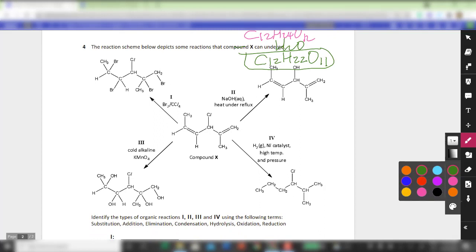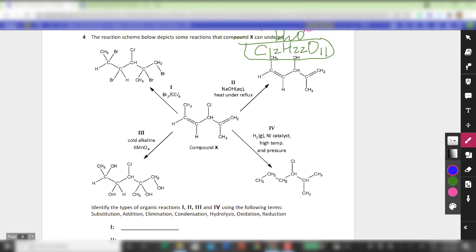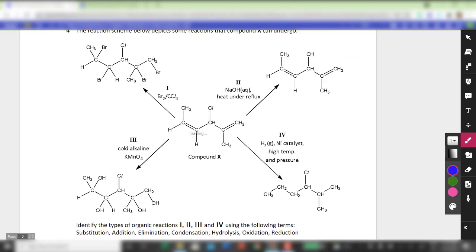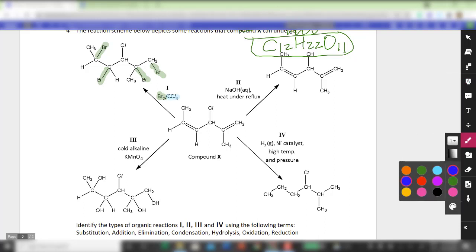So for question 4, you have a reaction scheme depicting some reaction involving compound X. So for compound X, if you look at the first reaction, you realize that the double bond is gone, okay, and the Br actually adds across the double bond over here. Some of you might be wondering what exactly is CCl4, why is that a slash? So this CCl4 is actually the solvent.